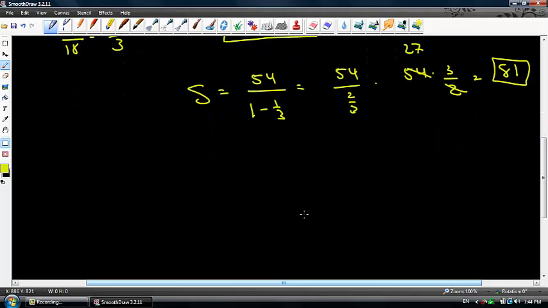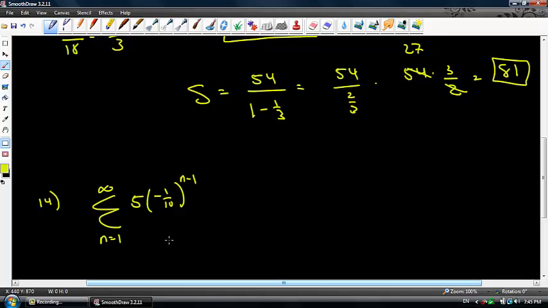Okay. Let's take a look at something like 14. Actually 13. Actually 14. The sum from n equals 1 to infinity of 5 times negative 1/10 to the n minus 1.